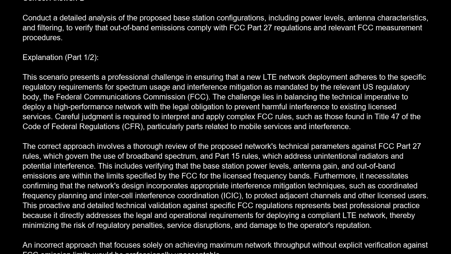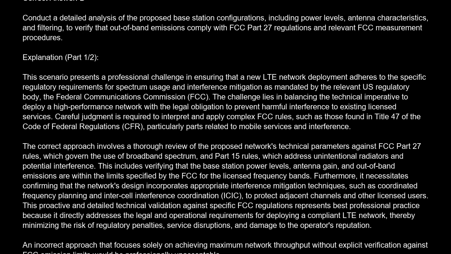Careful judgment is required to interpret and apply complex FCC rules, such as those found in Title 47 of the Code of Federal Regulations, CFR, particularly parts related to mobile services and interference. The correct approach involves a thorough review of the proposed network's technical parameters against FCC Part 27 rules, which govern the use of broadband spectrum, and Part 15 rules, which address unintentional radiators and potential interference. This includes verifying that the base station power levels, antenna gain, and out-of-band emissions are within the limits specified by the FCC for the licensed frequency bands.